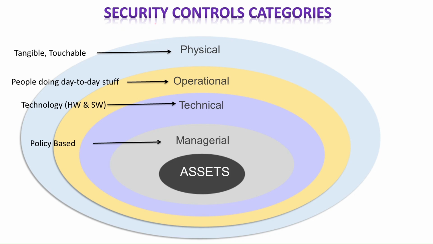So this is a summary of the security control categories. Basically the purpose of all the controls is to protect the assets, and this is how they align. Very close to the assets are the policies, which are managerial controls. Technical controls are implemented through technology that includes the hardware and software. Operational controls are the people doing day-to-day stuff, and physical controls are the ones which are tangible and touchable, such as fences, man traps, etc.